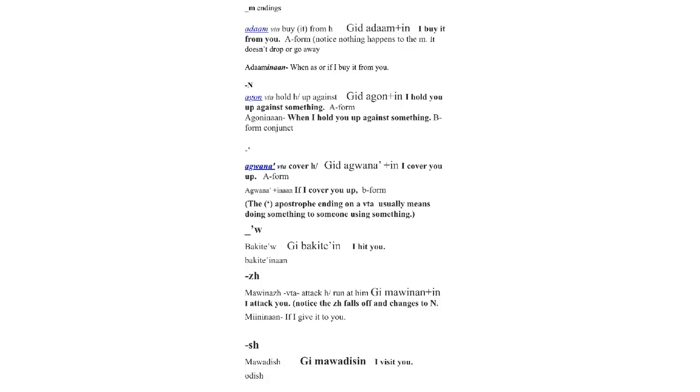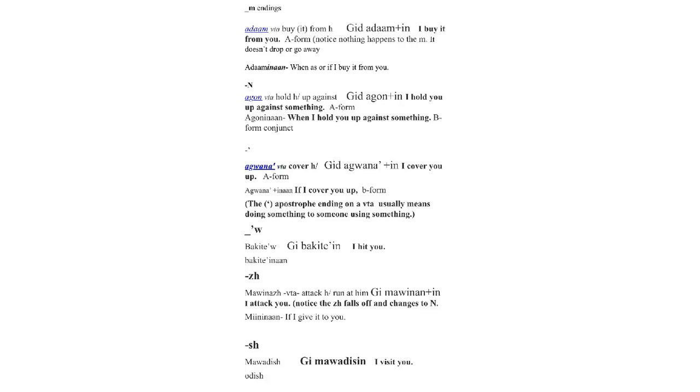So also we have the ZH endings, and a word that I found was mawanaj, attack him or her, run at him or her. So it's gemawin none in. I attack you. And another common word that is always used is mish, give it to him or her. So you notice how a lot of times when you say geminin, I'm giving it to you, or nemina, I'm giving it to him or her. So notice how the ZH changes to an N sound.